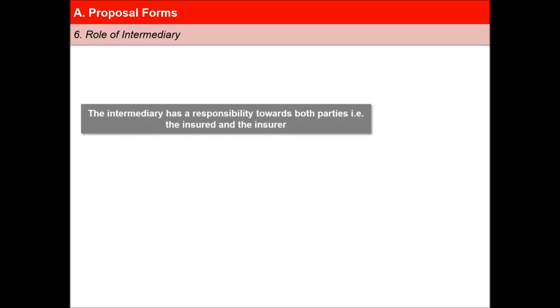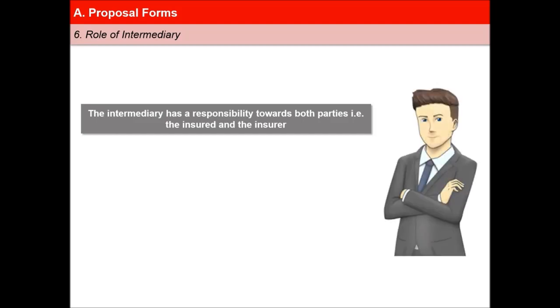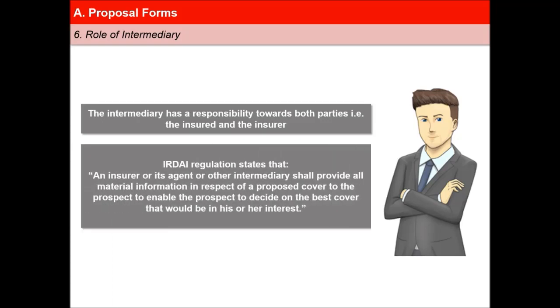The intermediary has a responsibility towards both parties, that is the insured and the insurer. An agent or a broker who acts as the intermediary between the insurance company and the insured has the responsibility to ensure that all material information about the risk is provided by the insured to the insurer. IRDAI regulation states that an insurer or its agent or other intermediary shall provide all material information in respect of a proposed cover to the prospect to enable the prospect to decide on the best cover that would be in his or her interest.